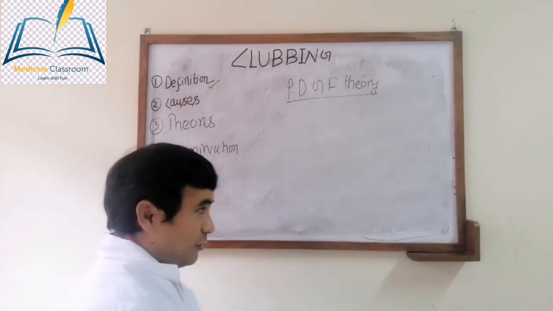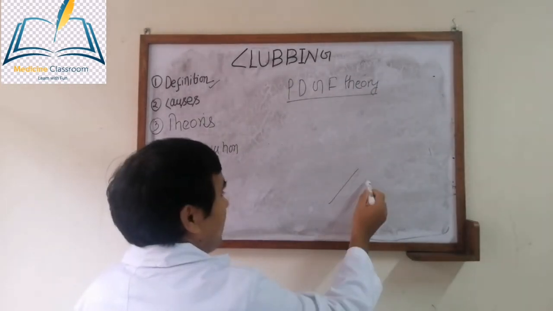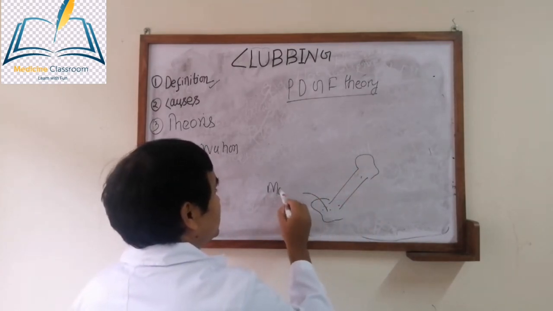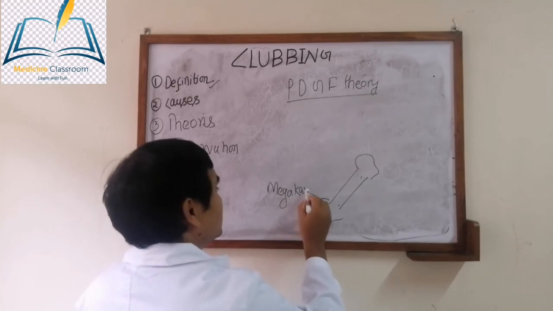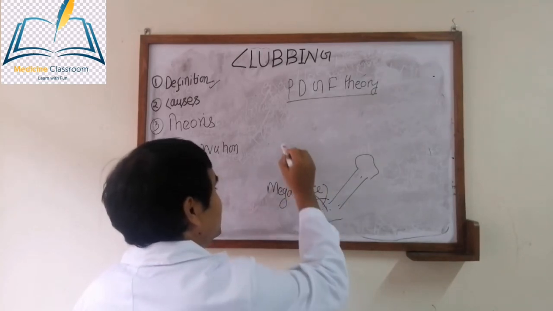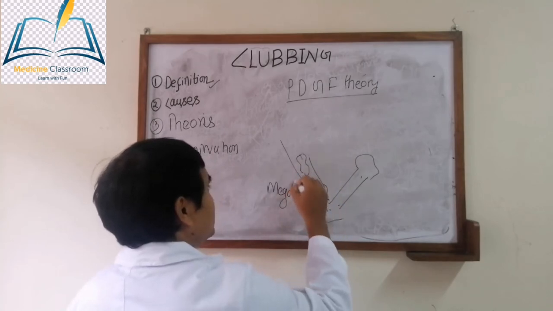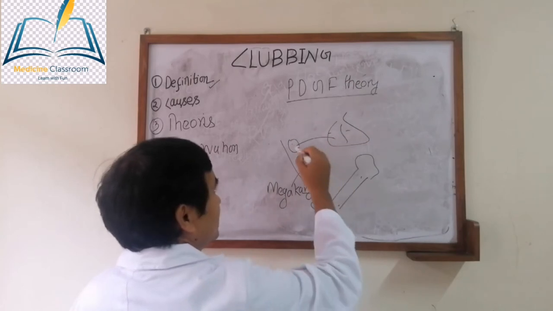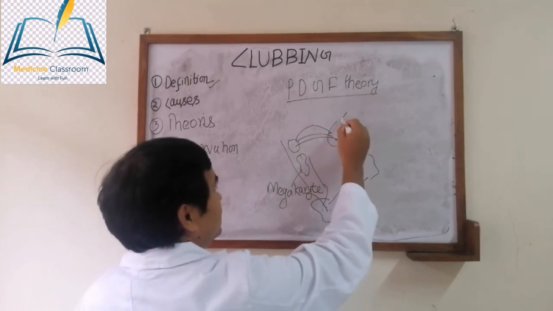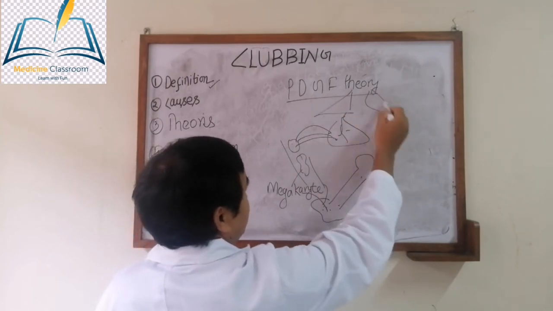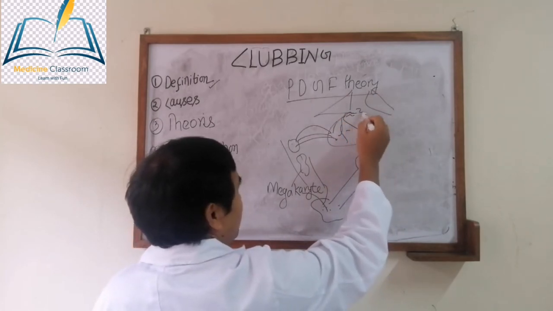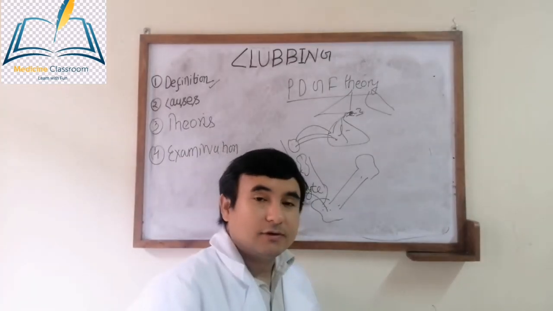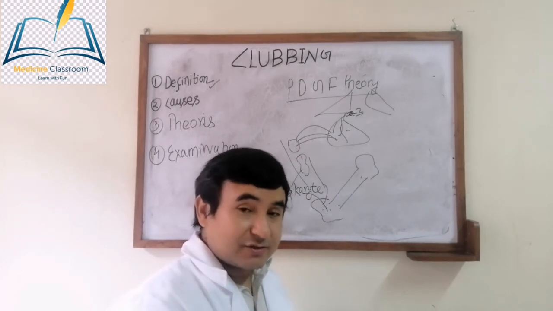What happens in the PDGF theory? In the bone marrow, megakaryocytes are formed and released into the circulation. Once it reaches the right side of the heart from the vena cava, it will go to the lungs. In the lungs, there are small capillaries where it gets trapped, and the megakaryocytes are lysed in the lung capillaries.